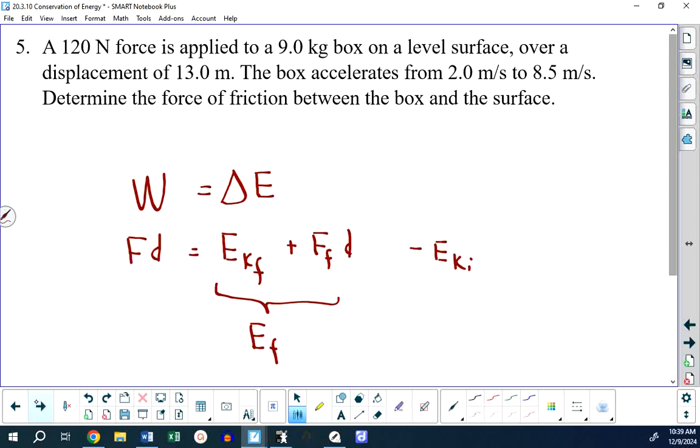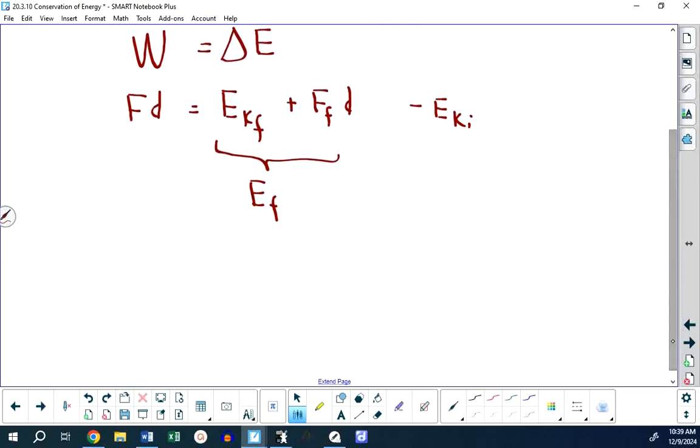This is a problem, by the way, you could solve by using a free body diagram and kinematics and dynamics. And that's how you would solve this problem. It would become really a beast because this is going to be the force applied times the distance equals 1/2 m v_f squared plus the force of friction times the distance minus 1/2 m v_i squared. Like there's a lot going on there.